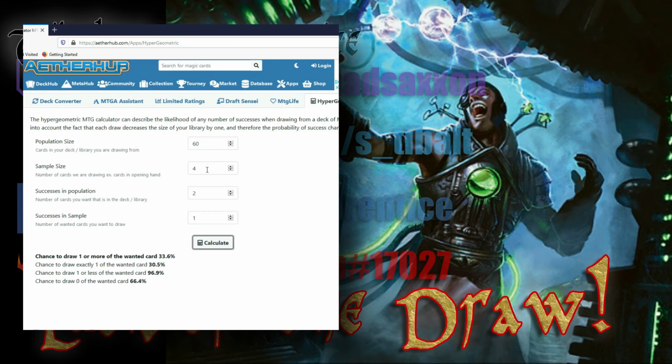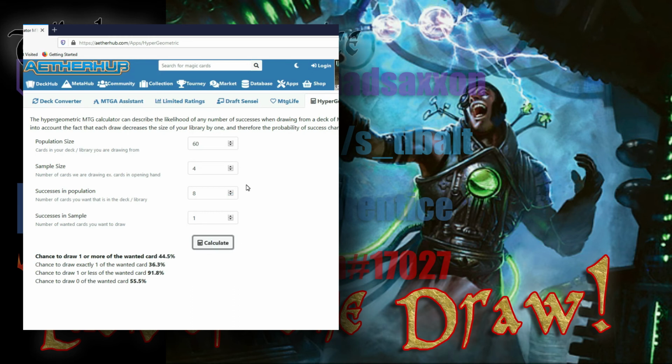Looking at a 40 card deck, sample size of 4, successes in the deck, you're going to want 4 of whatever card in there. When would you ever have more than that? So let's see what we do if we have 8.